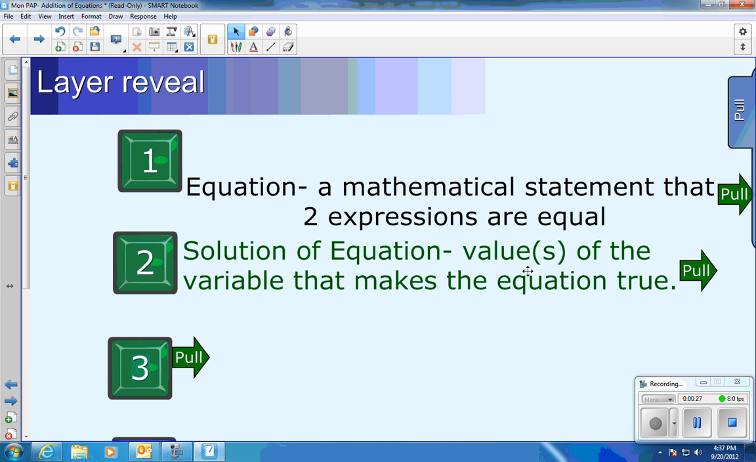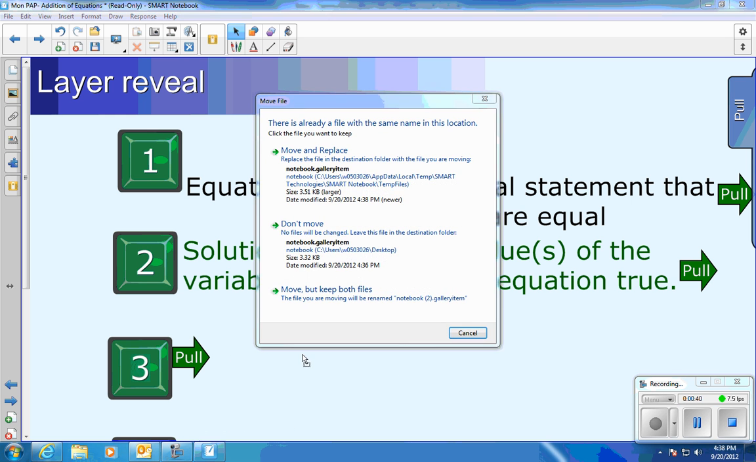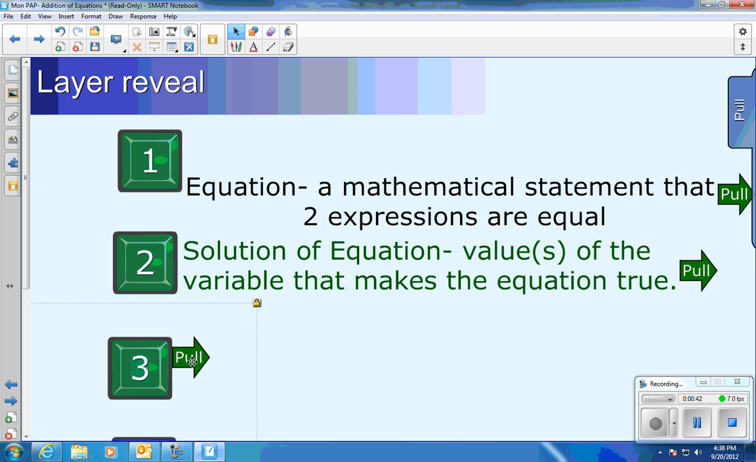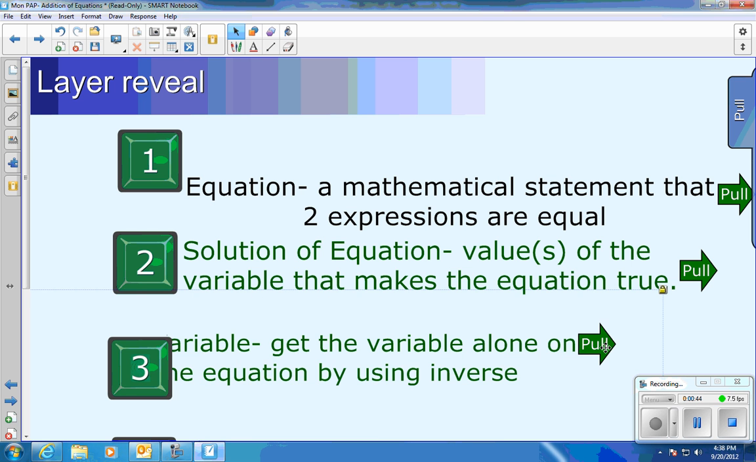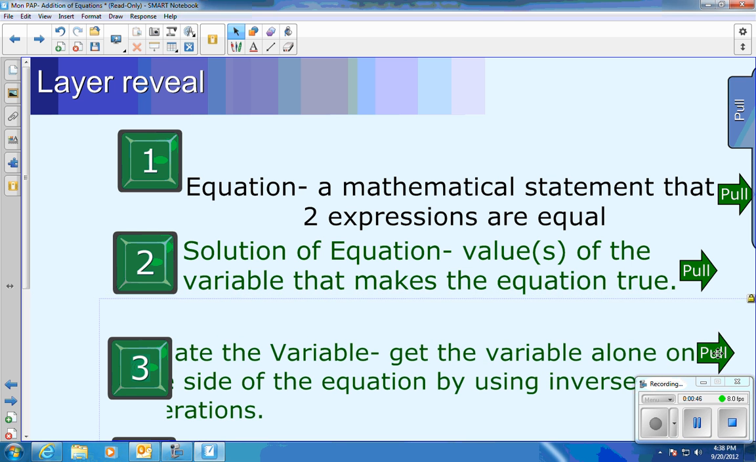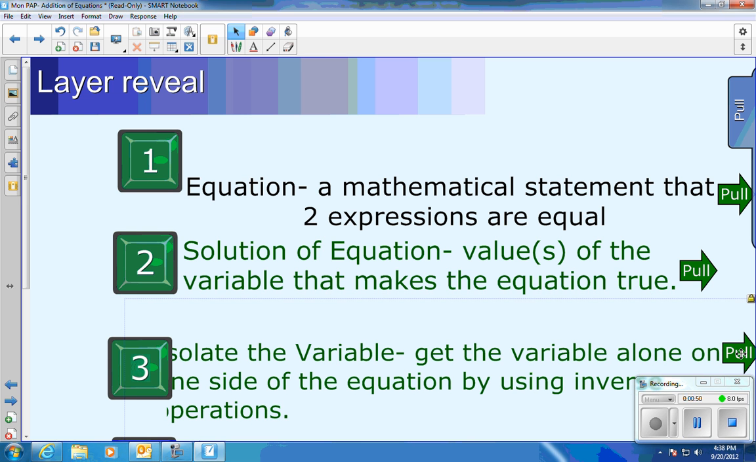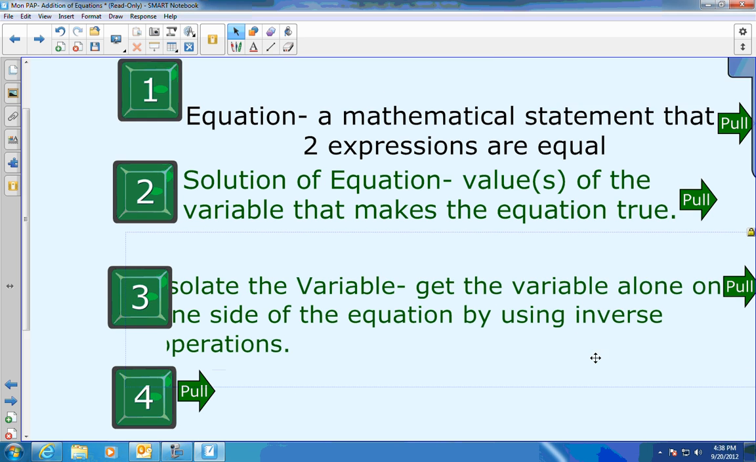The solution of an equation is the value, or sometimes values, of the variable that make the equation true. When we say isolate the variable, it means get the variable alone on one side of the equation by using inverse operations. And we'll talk about what inverse operations means in just a second.